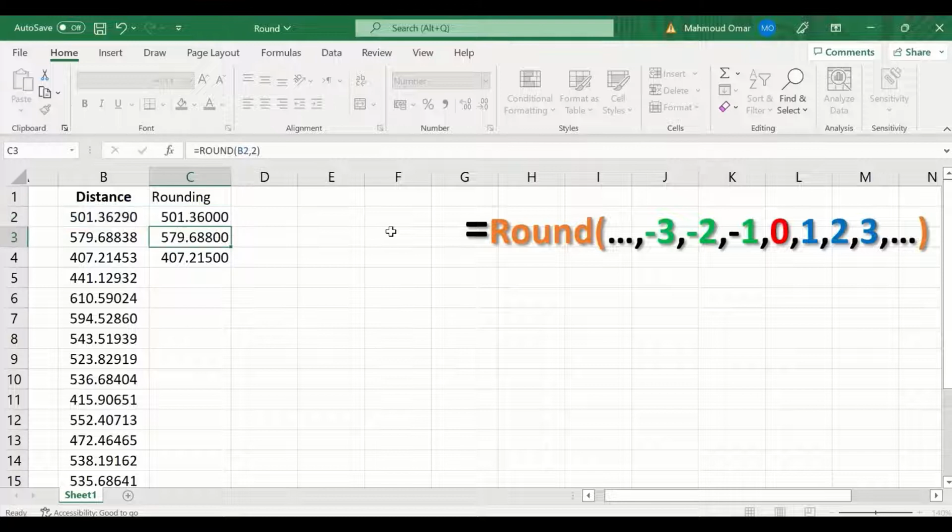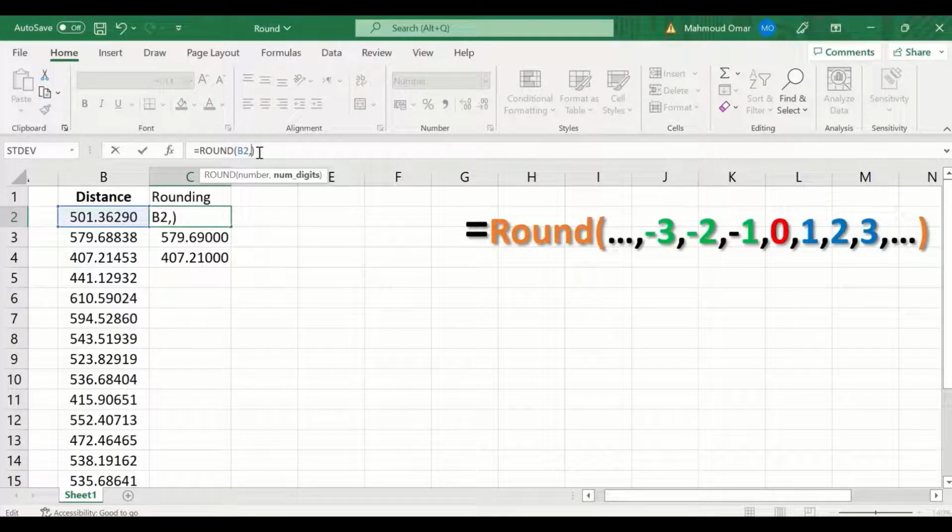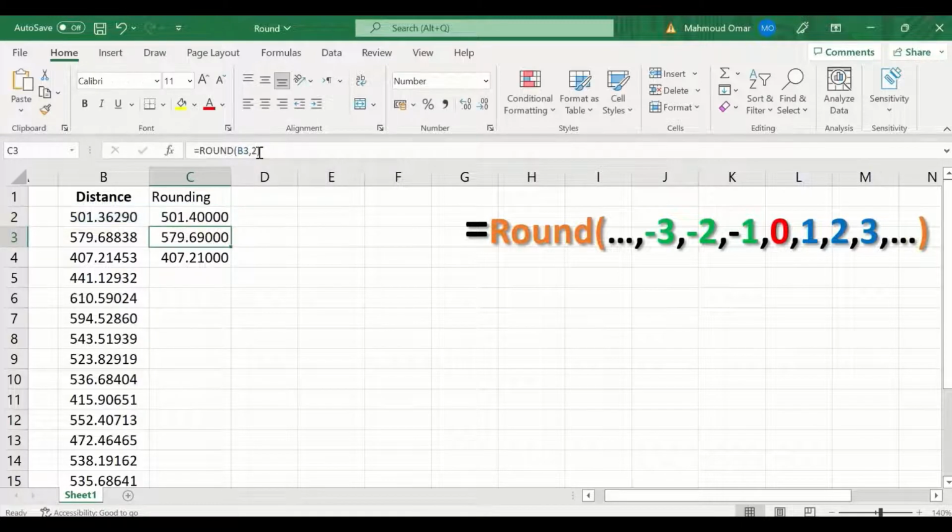If we insert 2, second place to the right of the decimal is 6, and this is rounded down. Here the 8 is rounded up, and here the 1 is rounded down. We could also round the number to 1 decimal place by inserting 1, and as shown here, the 3 is rounded to 4, 6 is rounded to 7, and 2 is rounded to 20.